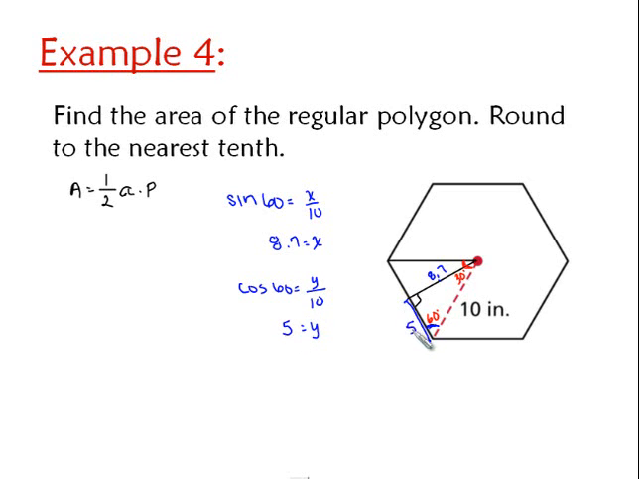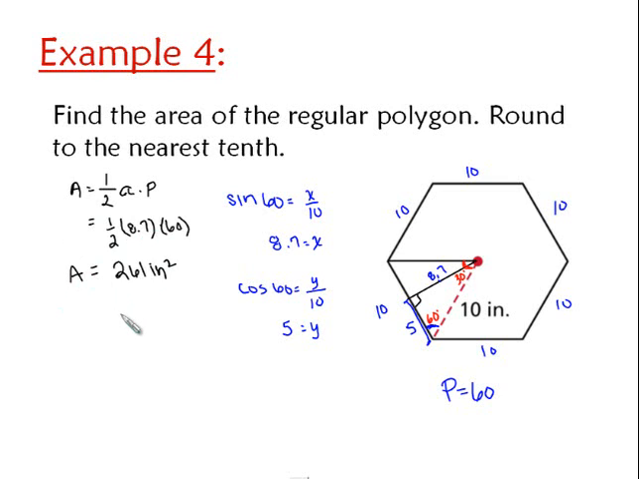So if this right here measures 5, then the whole length of this side is 10. And once again, like I said before, we have a regular polygon, so all 6 sides are 10. And the perimeter is 60. I now have everything I need to plug into my equation. So area is equal to 1/2 times the apothem, which is 8.7, times the perimeter, and I get 261 inches squared for the area.